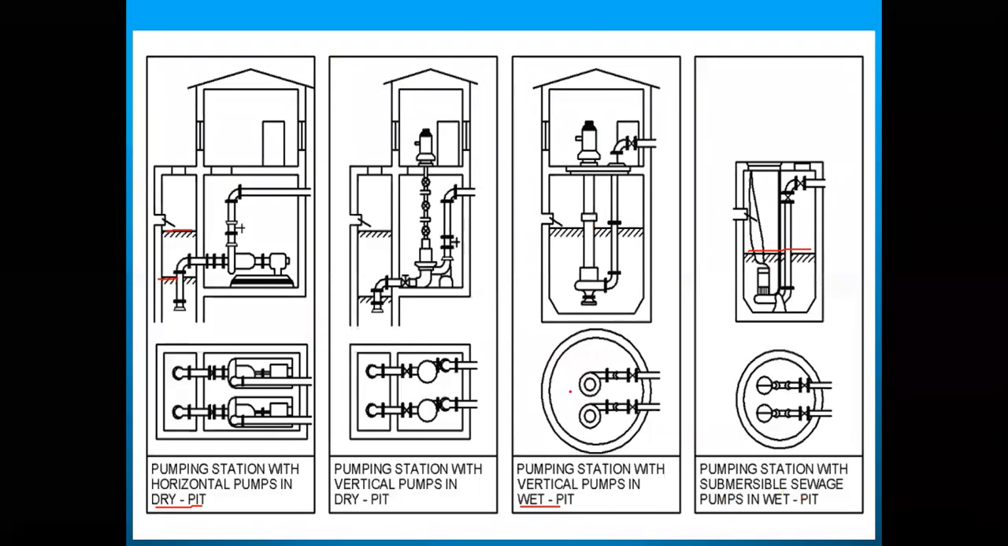So like this, you have two types of classification. One is the dry pit pumping station, the other is the wet pit pumping station. Dry pit, again you have horizontal pumping and vertical pumping. Wet pit, we have horizontal pumping, vertical pumping, and the submersible pumping system.